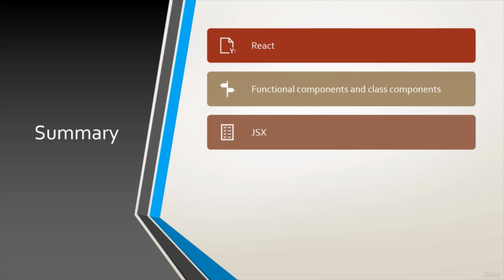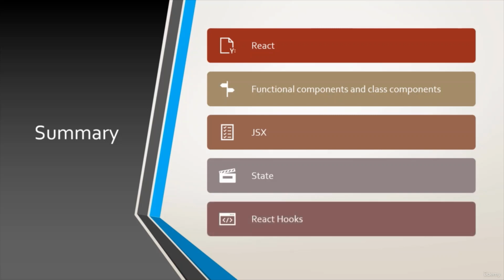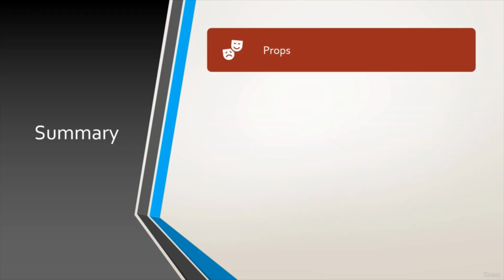JSX is then compiled into JavaScript functions using Babel, which are finally executed in the browser to produce the UI of our web application. State allows us to update the rendering of our component by changing variables. For that, we can use the React hook useState. React hooks are a set of functionalities that were added to the functional components to make them more useful for our developments. Props are properties or parameters that we pass to child components to make them reusable. We can pass to child components data, functions, and even UI content like HTML or other components.